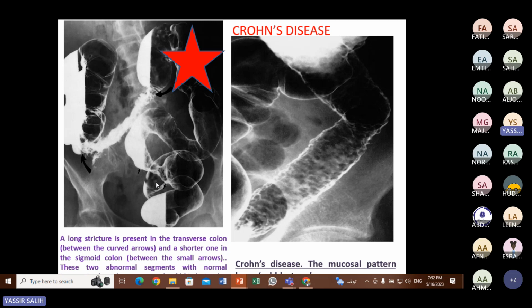Yes. What else? What other features on the contrast examination? We usually diagnose it with a contrast examination. Crohn's disease is common in which part? In the intestine, the terminal ileum. Yes, terminal ileum.